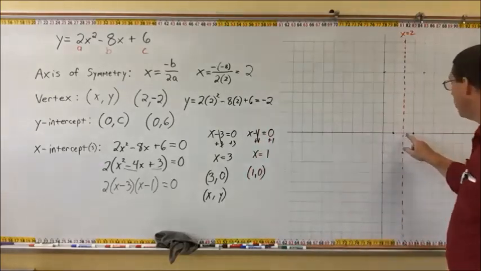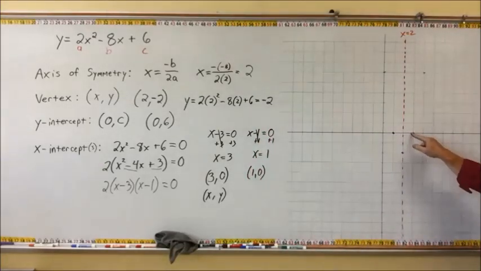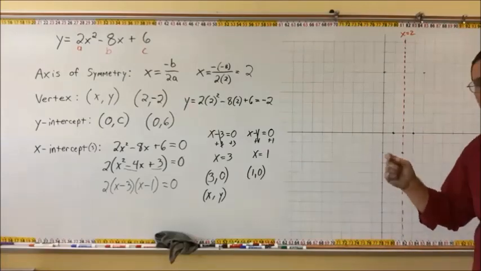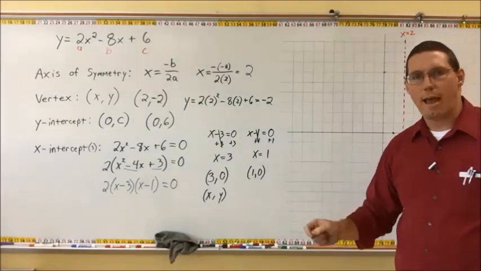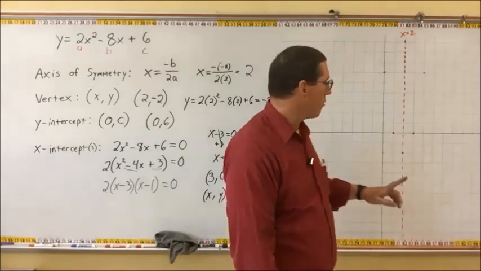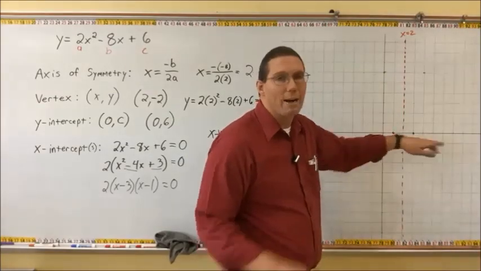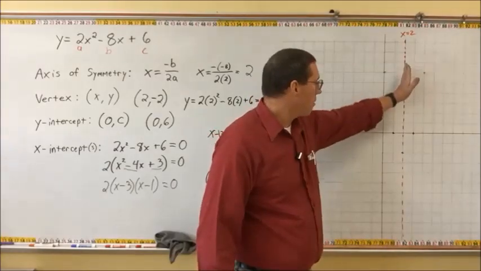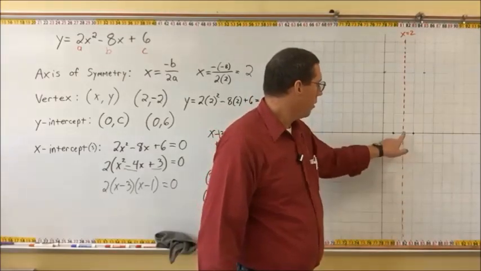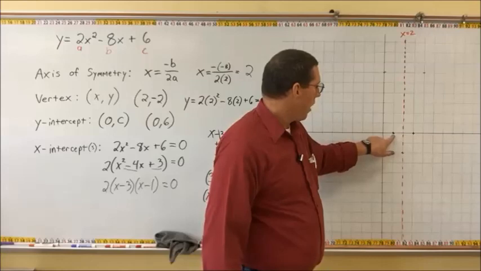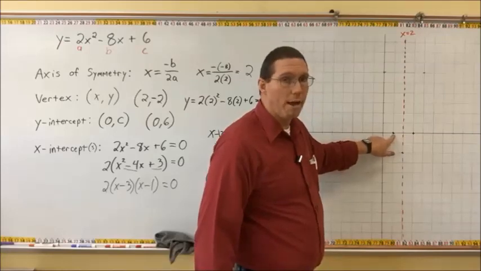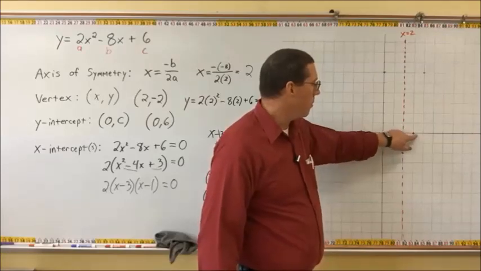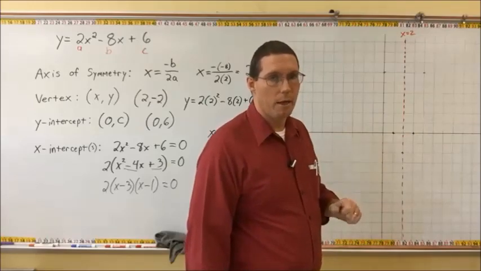And notice something. Notice that these two points are equidistant from the axis of symmetry. That will always happen. The two x-intercepts will always straddle either side of the axis of symmetry. So if the axis of symmetry is here and one of your intercepts is 1 unit away on the left, then the other one must be 1 unit away on the right. Well, that's it.